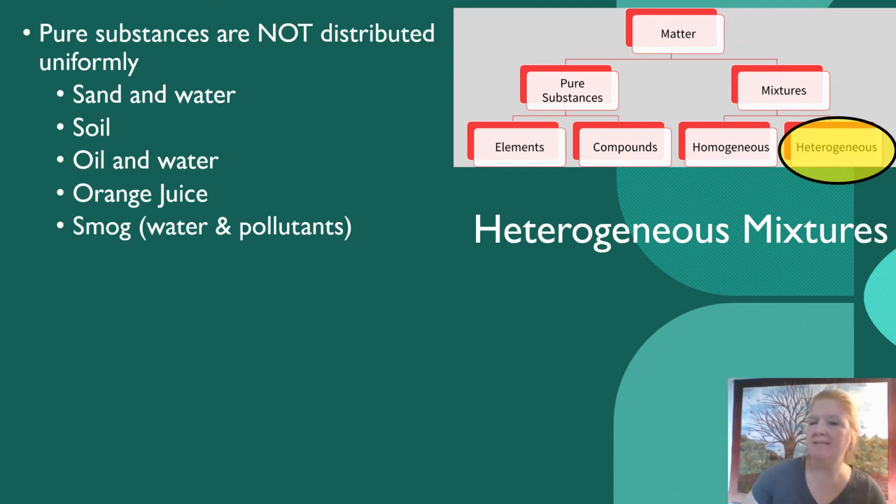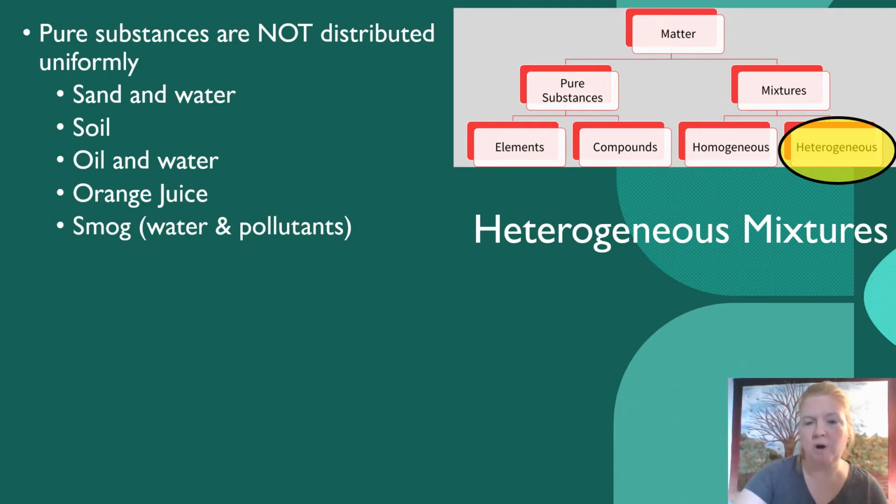Okay, let's move on to heterogeneous mixtures. So the pure substances in a heterogeneous mixture are not evenly distributed. So they're not distributed uniformly. So like sand and water, or soil itself, or soil and water, oil and water, orange juice. Why orange juice? It says shake well on the container. Same with chocolate milk or something. If it says shake well on the container, it's because the parts settle out. That means it's not homogeneous. It has to be heterogeneous.